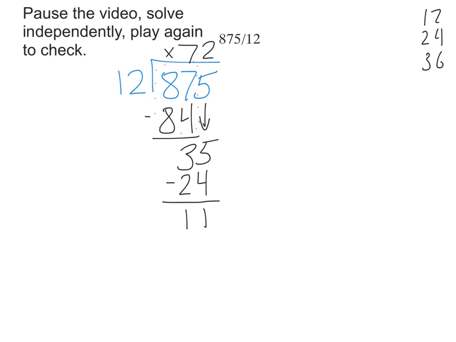If this number at the bottom turns out bigger than your divisor, it means that you made a mistake and you need to change the numbers you have up top, and you need to multiply the divisor by a larger number. So my answer is going to be 72 and 11/12.